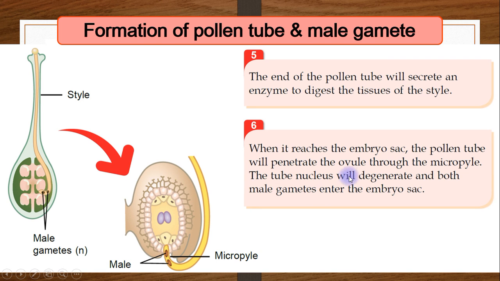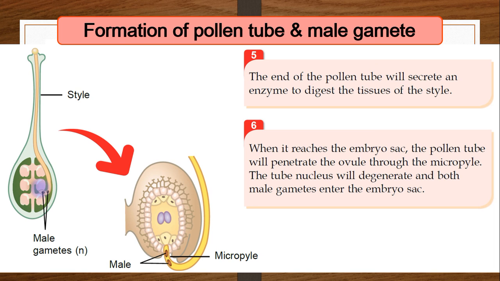Then the tube nucleus will degenerate. Yeah, the tube nucleus will degenerate, it will disappear. Then both male gametes enter the embryo sac. So when the tube nucleus degenerates, it allows the male gametes to enter the embryo sac. These processes are referred to as the formation of the pollen tube and male gamete. After this, we will continue with the next process.